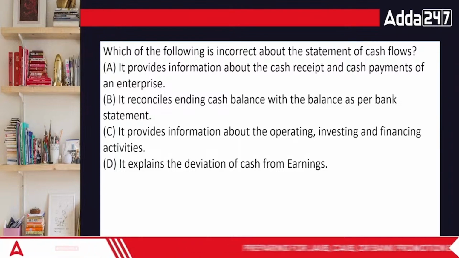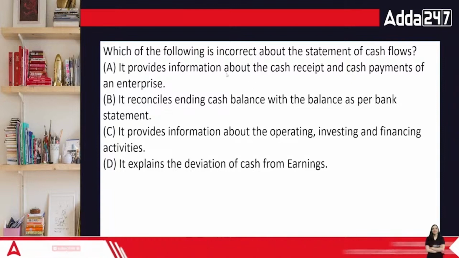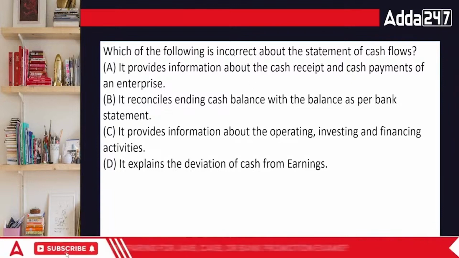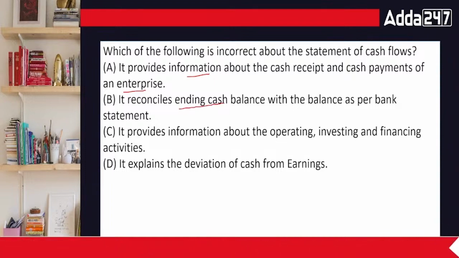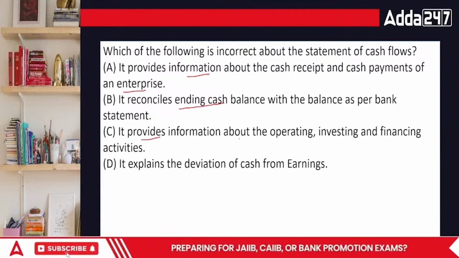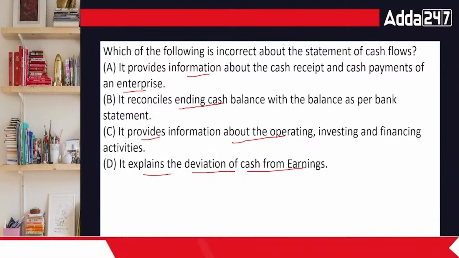Okay, the question says: which of the following is incorrect about the statement of cash flows? It provides information about the cash receipts and cash payments of an enterprise. It reconciles ending cash balances as per the bank statement. It provides information about the operating, investing, and financing. It explains deviations from cash earnings. There is no deviation from cash earnings, everyone. Is there anything like that?